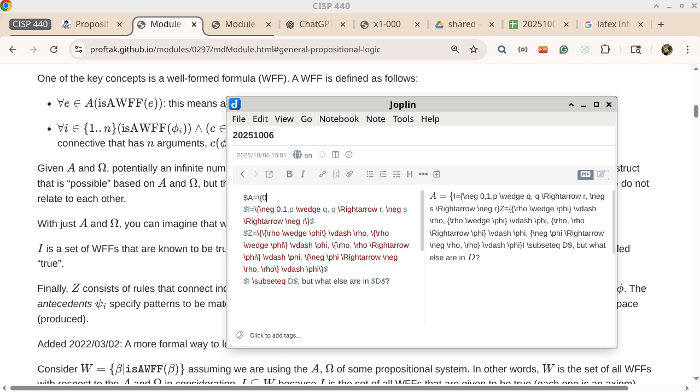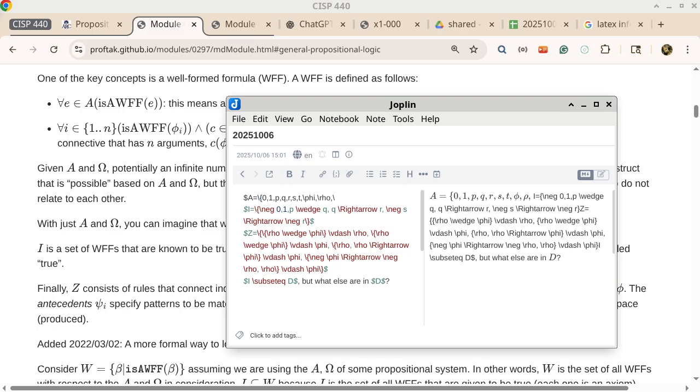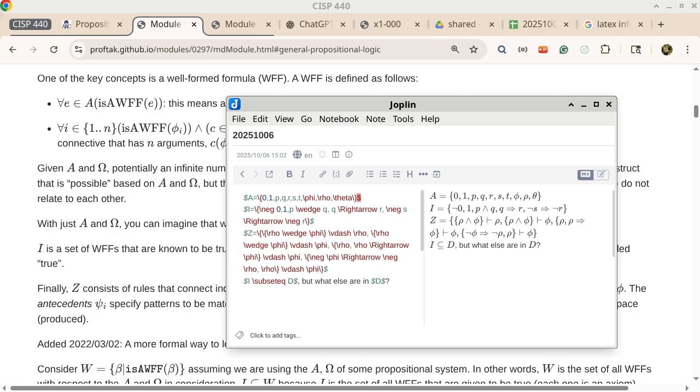So I'm just going to put in 0, 1, P, Q, R, S, T, and then we have phi, rho, and also theta. There we go. This is Joplin, in case you haven't noticed. Joplin is an app for taking notes. On one side, I am using Markdown for the most part, but all the equations are entered using LaTeX. On the other side, it is rendered, so it's kind of nice.